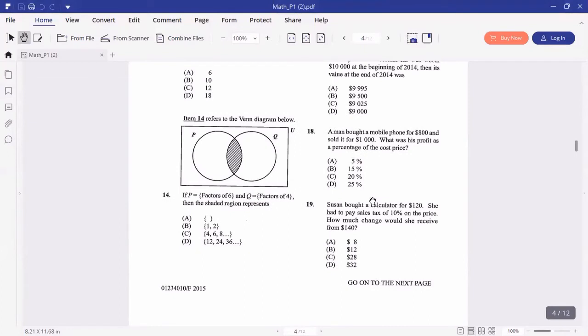Now 14 says, if P is the factors of 6 and Q is the factors of 4, then the shaded region represents. Now the factors of 6 are 1, 2, 3, and 6. Now the shaded region represents what is common between both sets. Now the factors of 4 are 1, 2, and 4. So therefore, what is common is 1 and 2. So therefore, our answer is B.